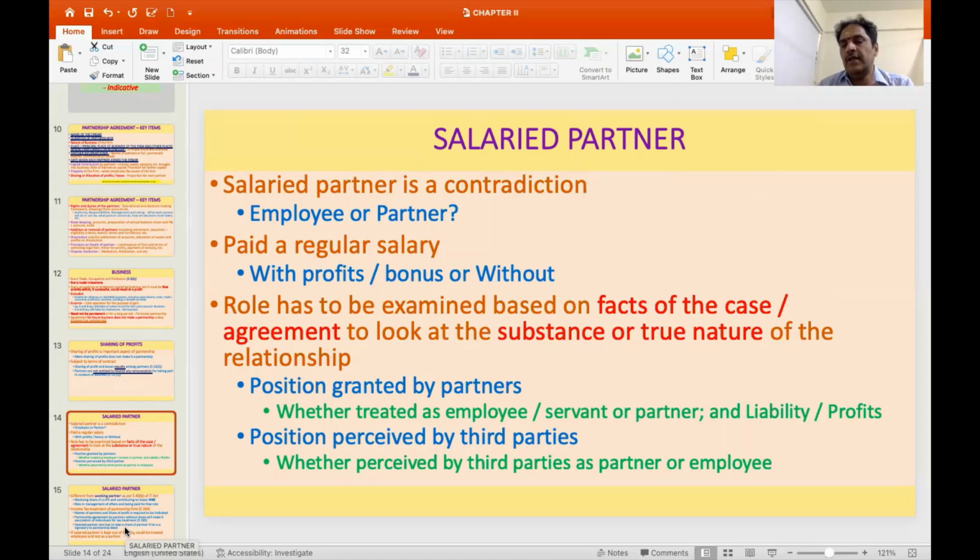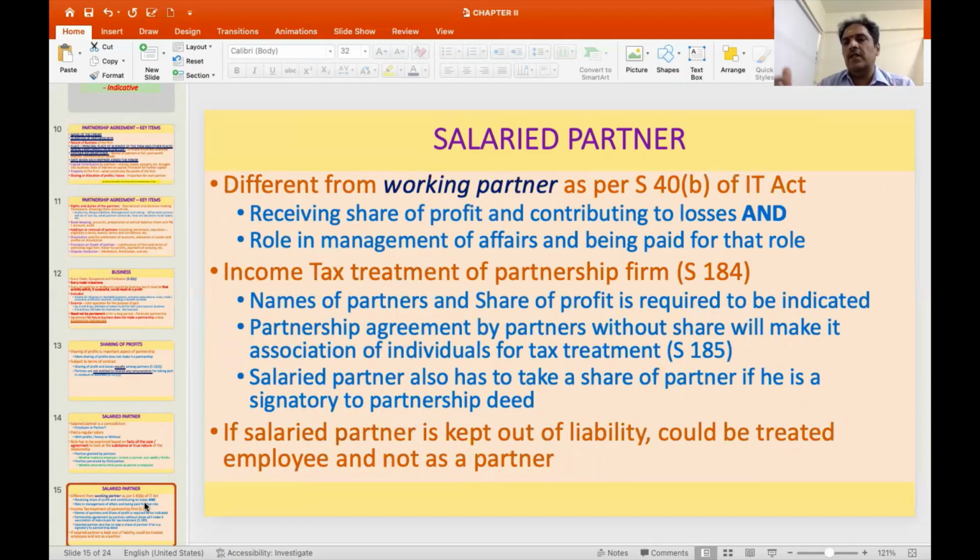Then how is he treated within the company? Whatever he does, is it permitted, and is the mutual agency concept extended to a salaried partner also? If it is, then he becomes a partner. If it is not, then he is treated merely like an employee. He does not become a partner. Then what is the position as perceived by third parties? Whether the third parties perceive him to be a partner or an employee also is an indication, and based on the third party's perception, how the partnership firm deals with the acts that have been done by this salaried partner will also determine whether the relationship is that of a partner or of an employee.